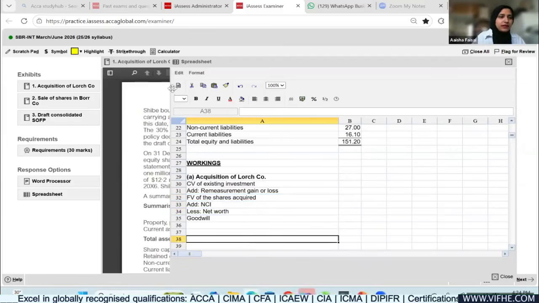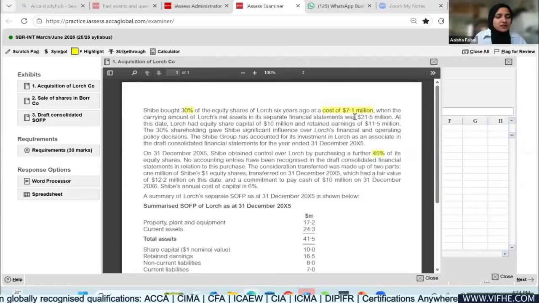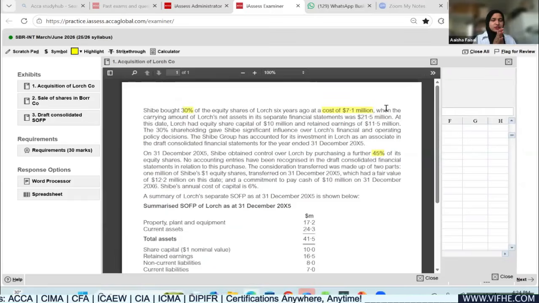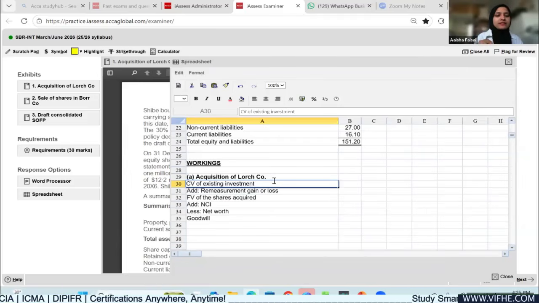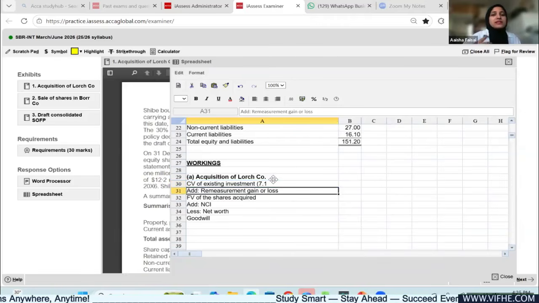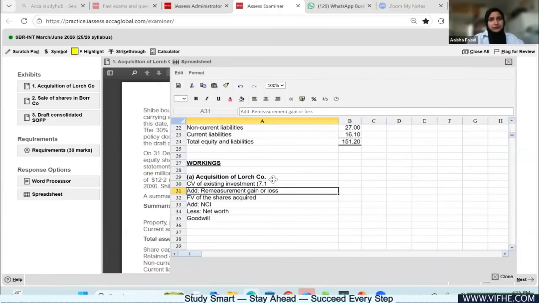Anyway, now that they tell me that Shibe was bought 6 years ago for a cost of 7.1 million, the moment I read the 7.1 million, best is to go and put it in your format. 6 years ago, bought for 7.1 million, which means the carrying value of existing investment at the acquisition date, at least the starting point of this, is 7.1 million. This will increase, it being an associate, but this would be the starting point of it.